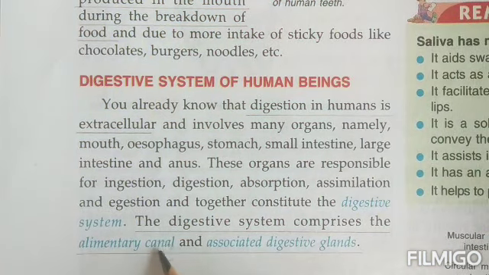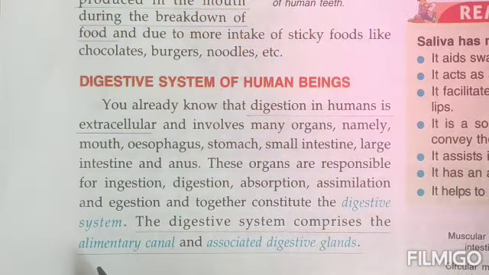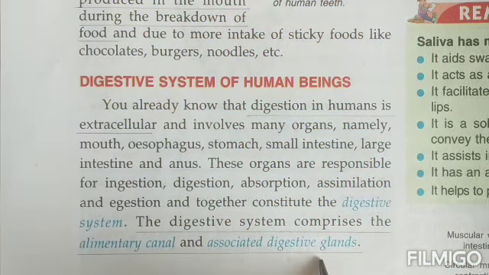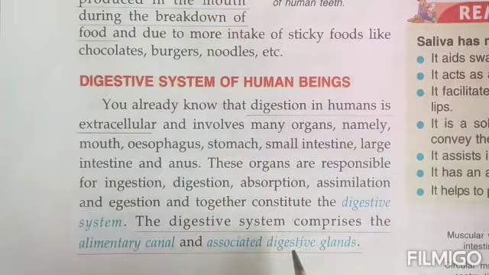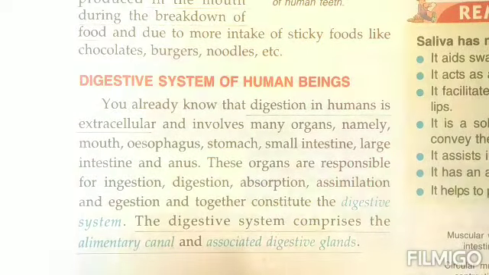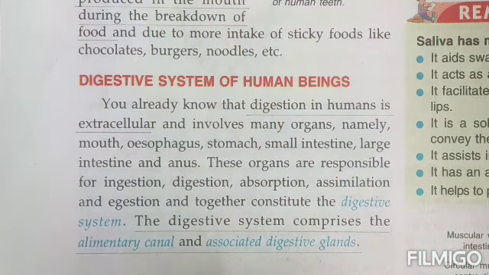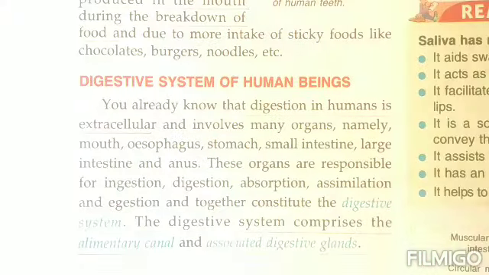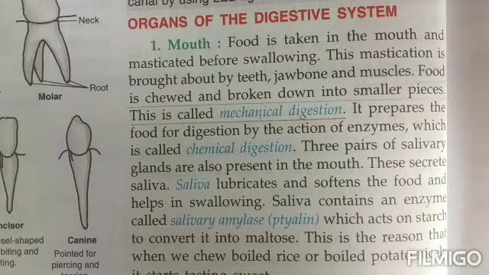Underline this line, children. The digestive system comprises the alimentary canal and the glands that are associated with it. So together they work and together they help in all the steps that are required for the digestion of the food that we eat in our body and to extract all the important energy, the nutrients and water that is stored in them.